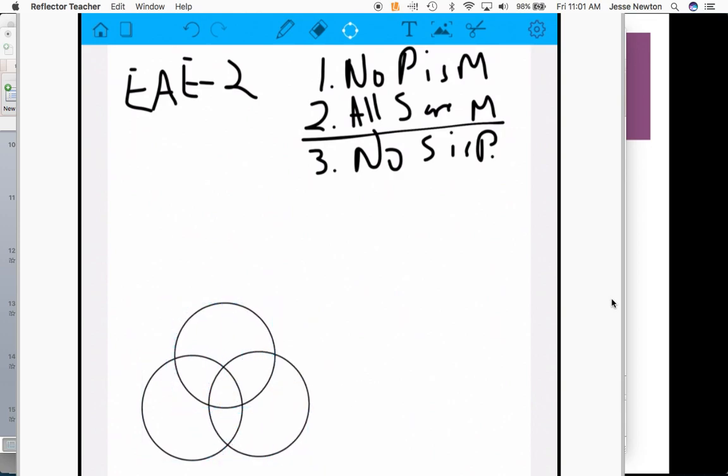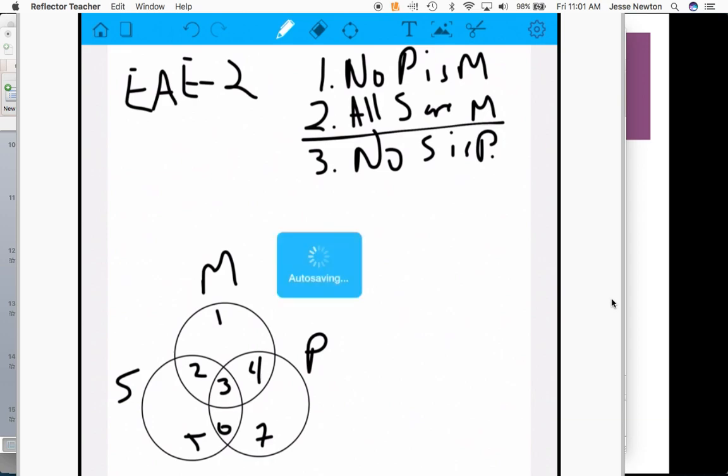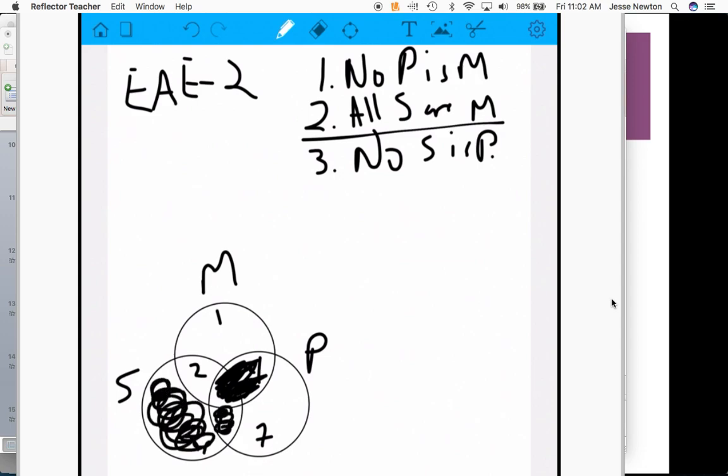All right, so let's diagram this bad boy. And we're going to diagram it the way that we have come to know and love. So we'll begin with premise 1, no P is M. And I could work this out and write all the numbers out, but I'm just going to quickly go through this. No P is M, so what we do is we scribble this area out because we know that no P is M. Then we're going to do all S are M. Well, if all S are M, that means there's no S in 5 and there's no S in 6, because they're all in M.